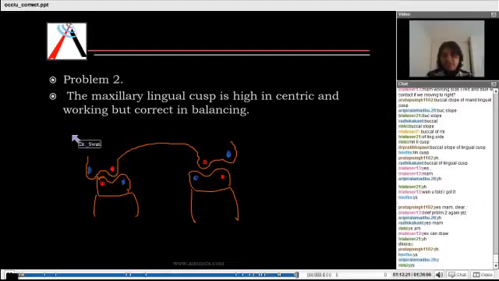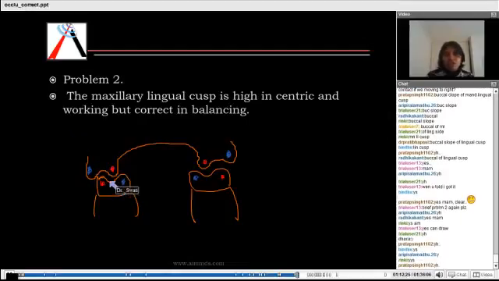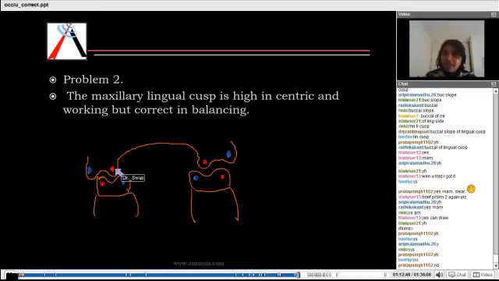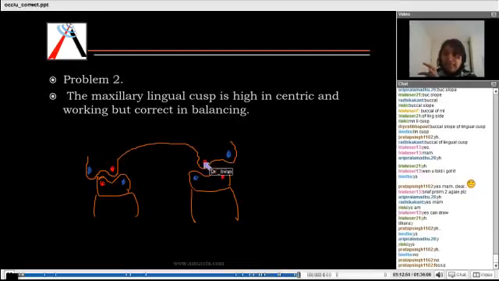All clear? Now, in centric, when you check your red dots in centric relation, only your red dots can interfere. Your blue dots will anyways be hanging outside, right? So your blue dots will not interfere, will they? No, they're hanging outside. Your red dots can interfere. If the red dots interfere only in centric, you grind the fossa.